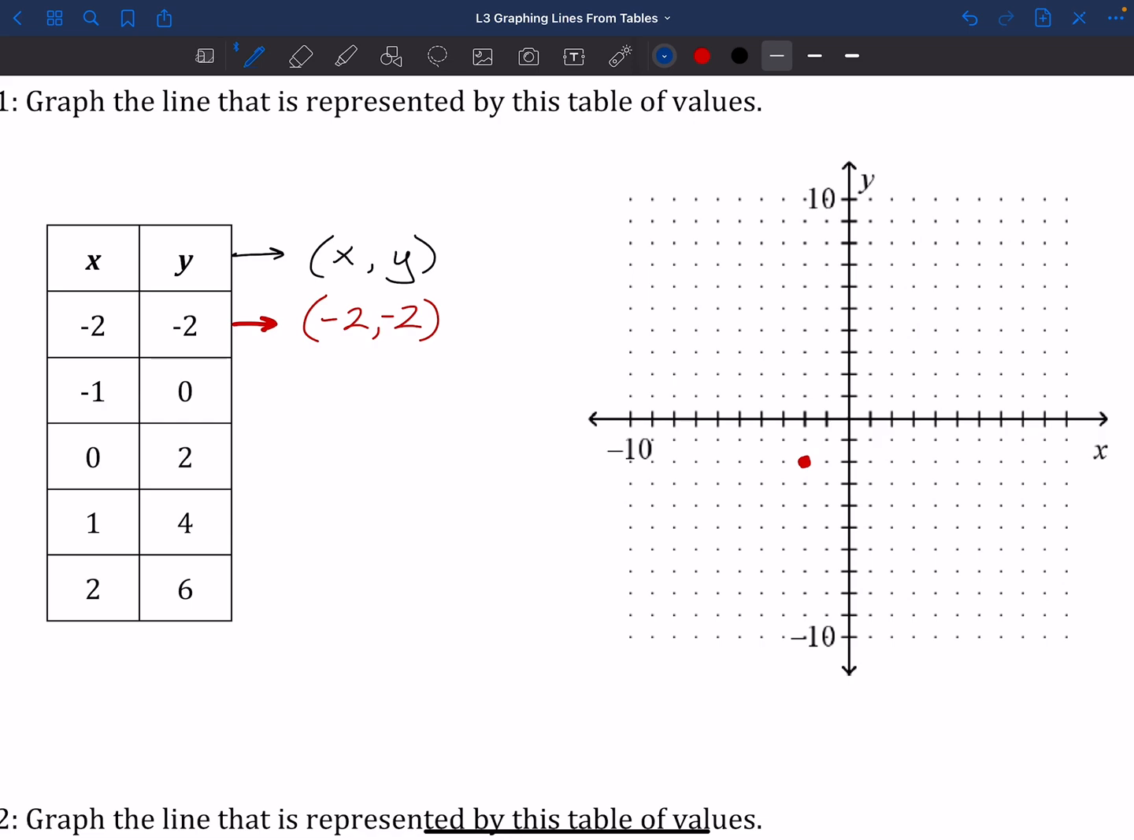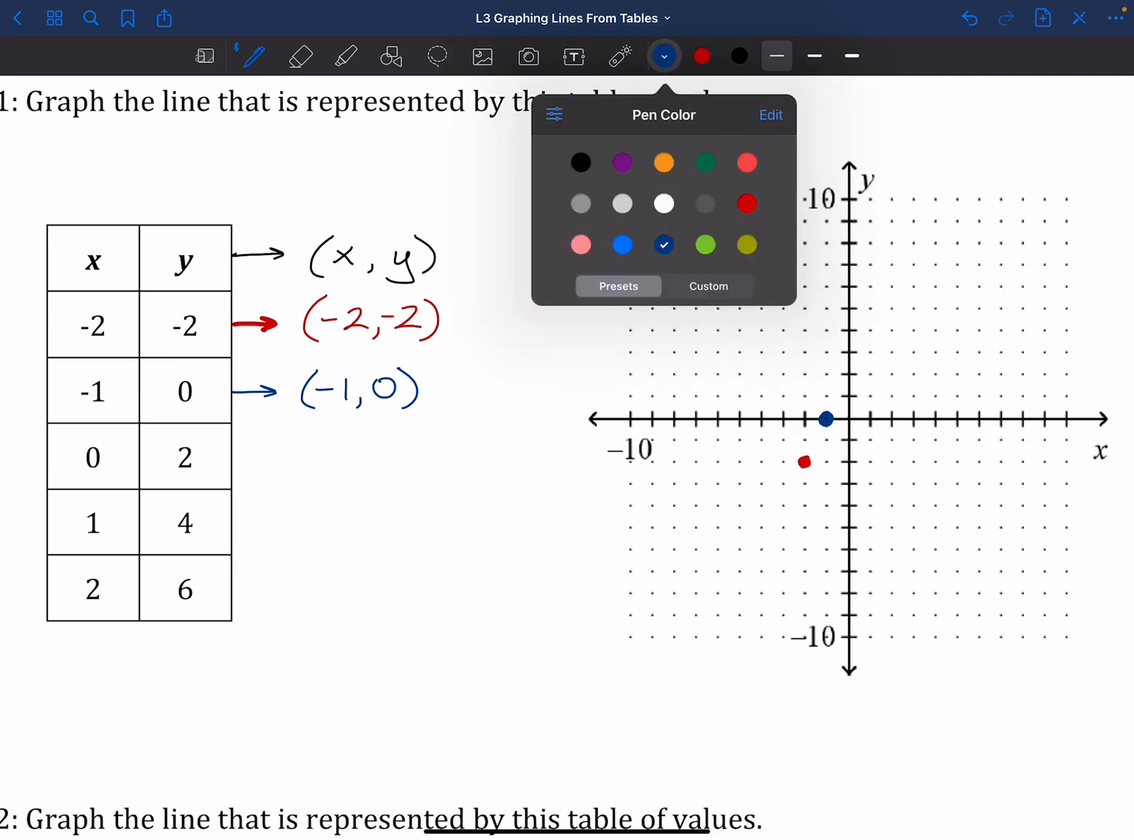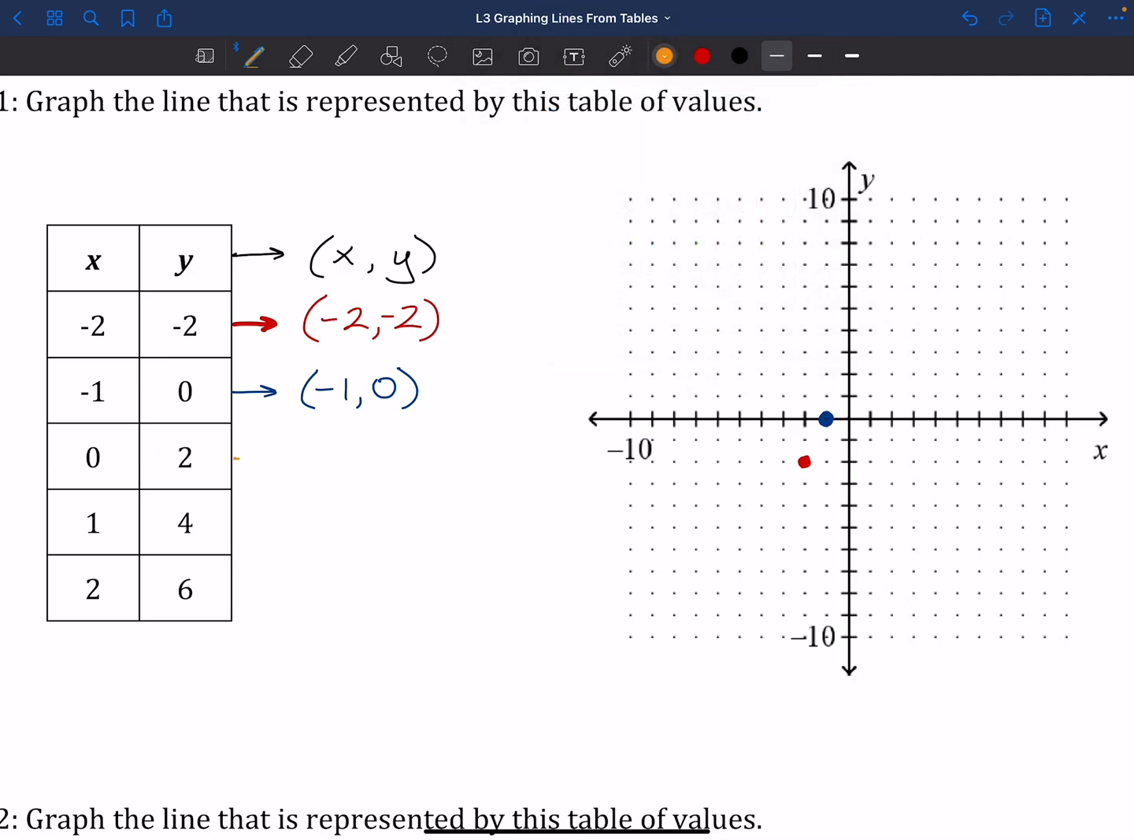All right, let's talk about the second point there. I'm going to do this one in blue. -1, 0. Again, all I'm going to do is spit it into a point: -1 for the X, 0 for the Y. I'm going to go to -1 for the X, that little teeny tiny blue arrow there. Then because the Y is 0, I don't need to go up or down at all. I'm just going to stay where I am, and that's where that blue dot is. All right, let's keep on going.